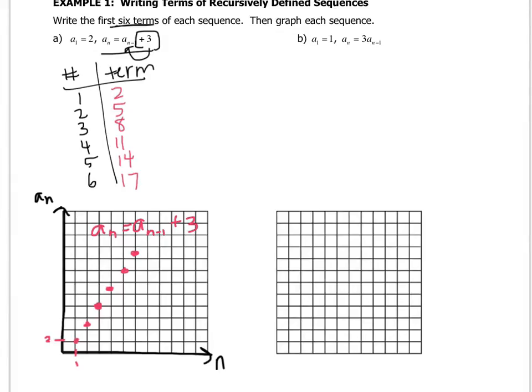Let's do the same thing for letter B. We have to make a chart for our 6 terms. And in this case, it's telling us that each term is found by multiplying the term that came previous by 3. So this says 3 times the term that came right before it, because if I'm looking for a sub n, then a sub n minus 1 is the term that came right before it. So 1, 2, 3, 4, 5, 6. It tells me that the first term is 1, and multiply every term by 3.